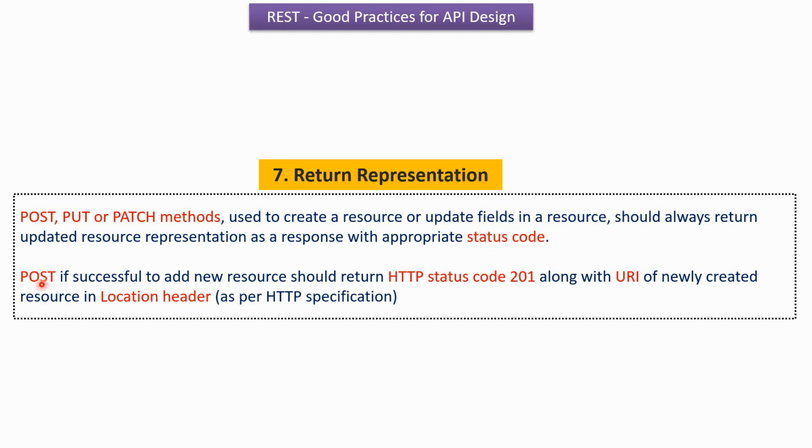Post method is used to create a new resource, and if it is successful, then it should return HTTP status code 201 along with URI of newly created resource in a location header as per the HTTP specification.